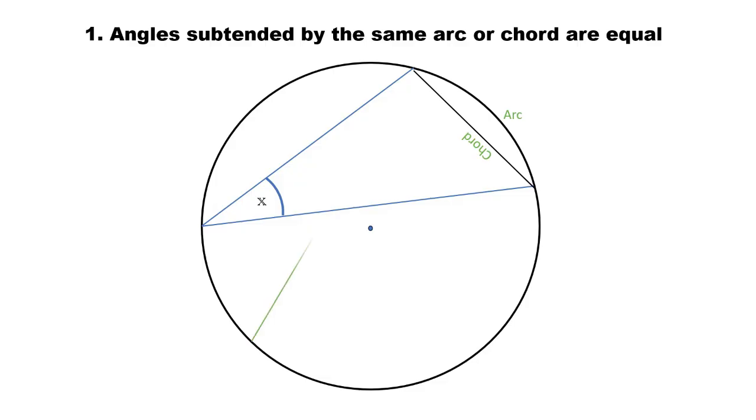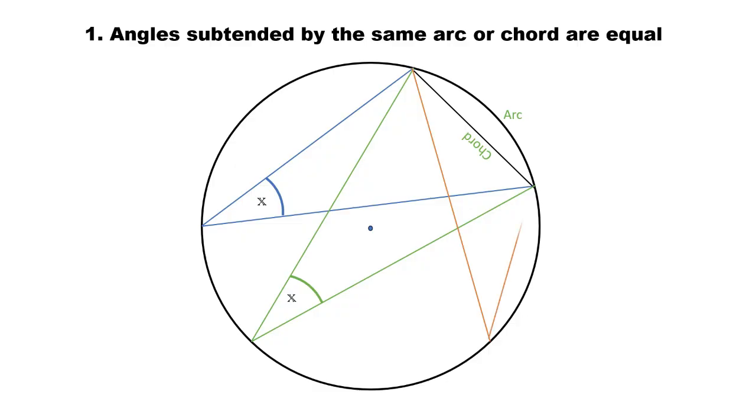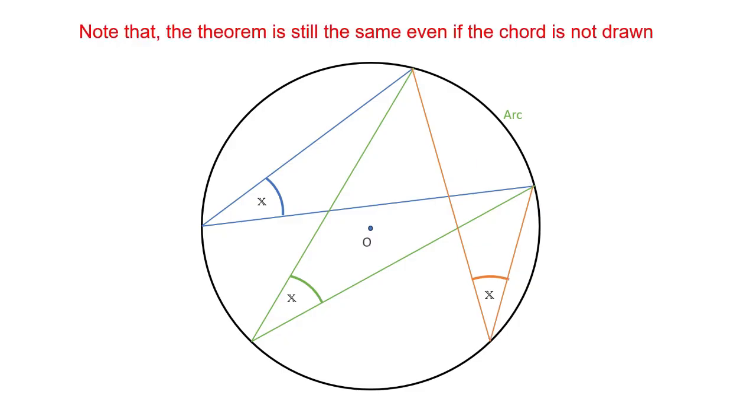If we draw a second angle on the circumference that is subtended by the same arc or chord, the value of that angle will also be x. If we draw a third angle on the circumference that is subtended by the same arc or chord, the value of that angle will also be x. Note that the theorem is still the same even if the chord is not drawn. Now let us look at some examples.